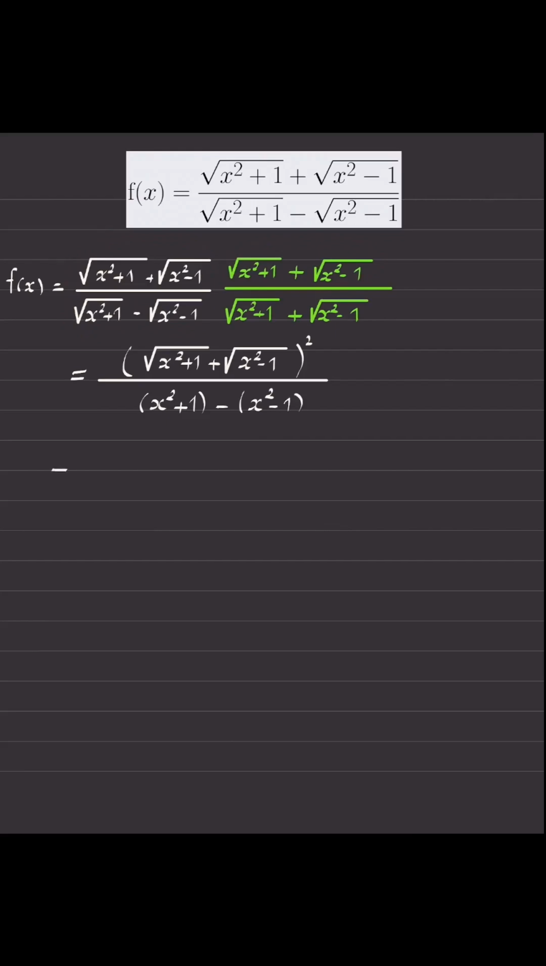Okay, but now I will open up the numerator. The first one squared, 2 times the first one times the second one, plus the second one squared. So let me write it down. The first one squared is simply x squared plus 1, plus 2 times the first one times the second one, plus the second one squared. And then in the denominator, if I open up the pair of brackets, it becomes x squared plus 1 minus x squared, but minus 1 becomes plus 1 again.